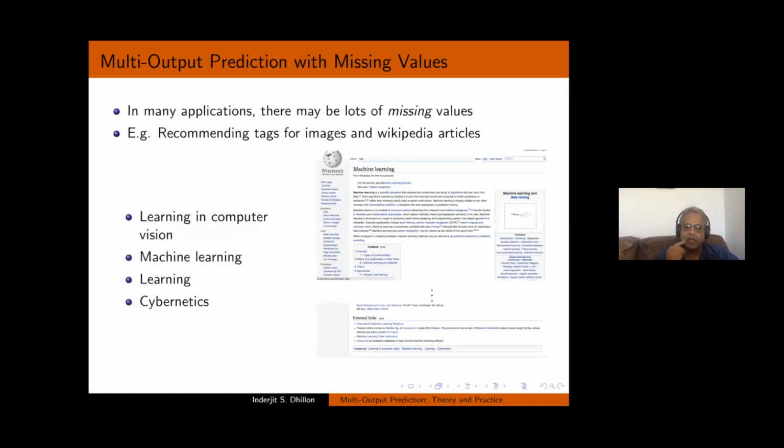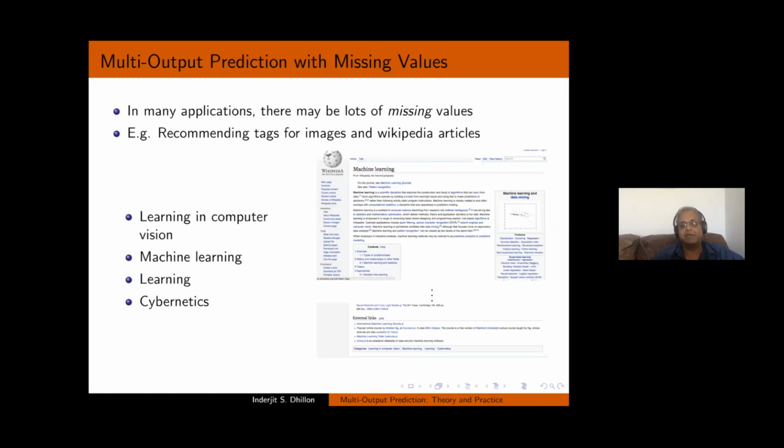If I come back to the Wikipedia prediction problem, if you just look at the tags associated with this machine learning Wikipedia page, such as learning in computer vision, machine learning, learning cybernetics, the first thing you might say is that some of these are a little bit noisy. And then there seem to be some missing values, right?